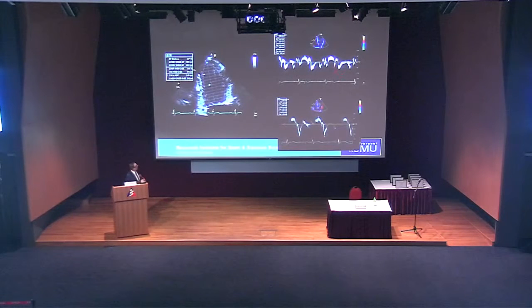Tissue Doppler, S prime, is around about 5 centimeters per second. This is really, really low, and his E wave and A wave are low as well. Lateral wall was actually okay. S prime wasn't so good. So systole, we weren't sure about.